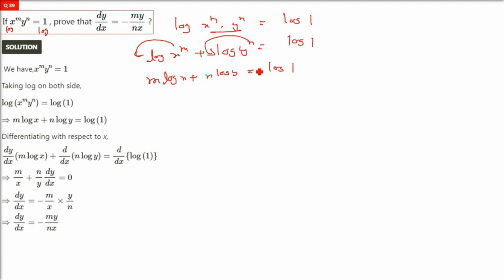Let us differentiate both the sides. m will be constant, log x gives 1 by x, plus n, log y gives 1 by y, dy by dx, is equal to d by dx of log 1. That is a constant value, it is going to be 0.